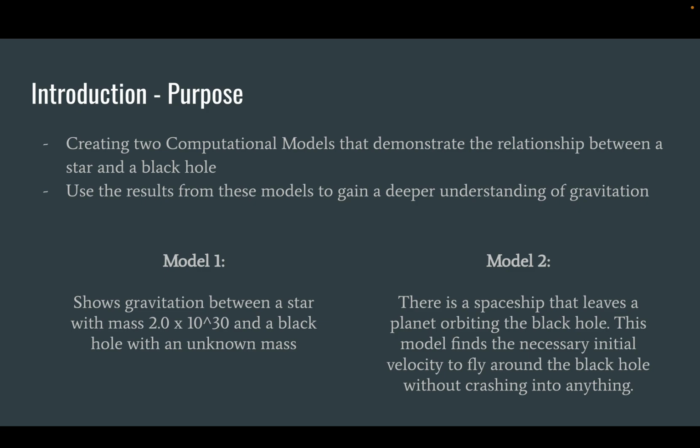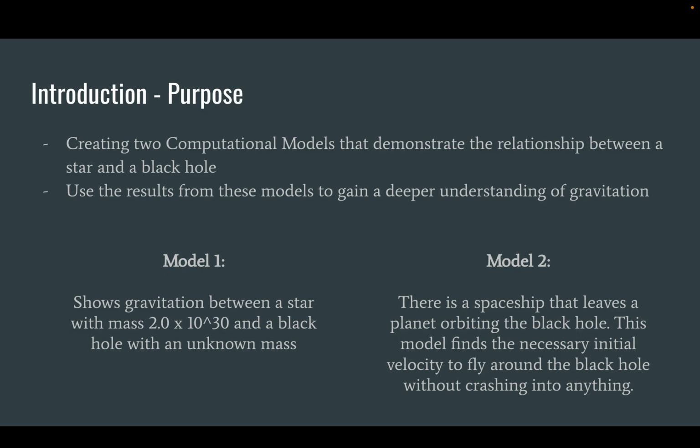Before we get into the actual lab, here's a little background info. We'll be creating two computational models. The first one will show the gravitational relationship between a star with known mass and a black hole of unknown mass. In this case, the star is the system and the black hole acts as the surroundings.